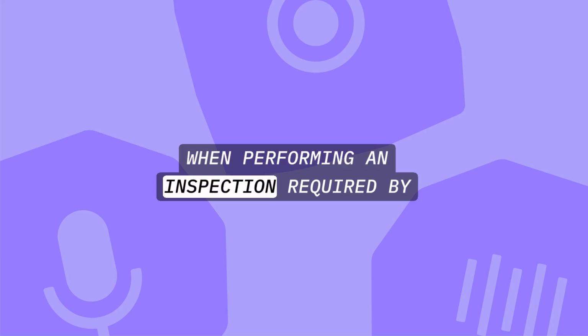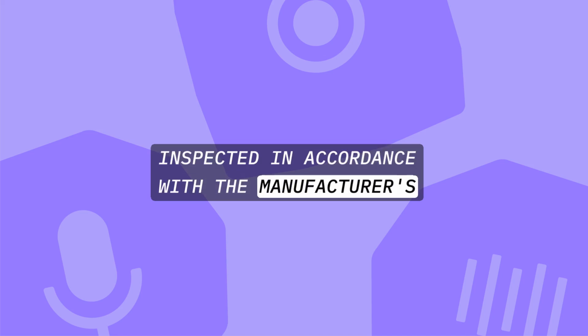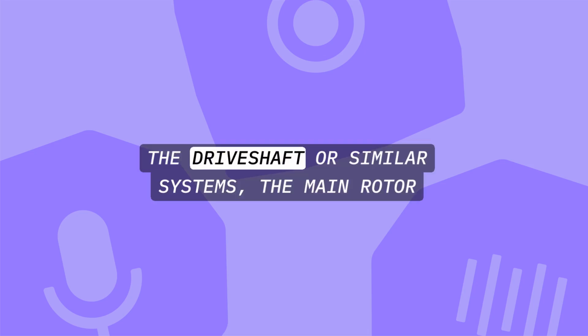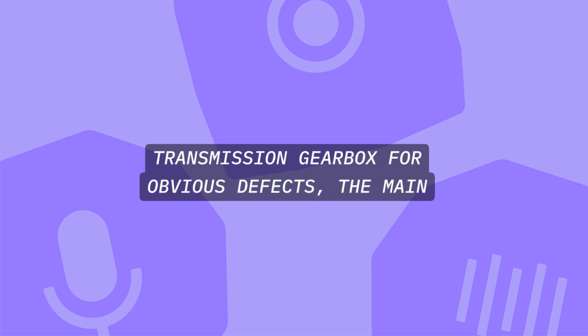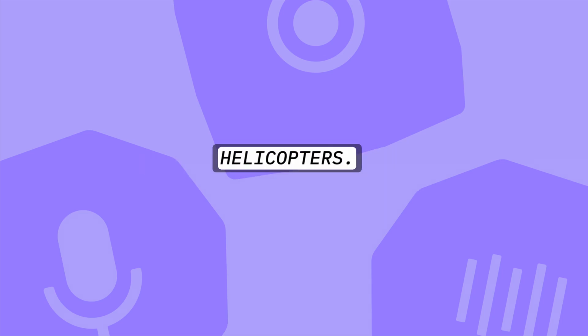When performing an inspection required by FAR Part 91, what rotorcraft systems must be inspected in accordance with the manufacturer's maintenance manual or instructions for continued airworthiness? The drive shaft or similar systems, the main rotor transmission gearbox for obvious defects, the main rotor and center section, the auxiliary rotor on helicopters.